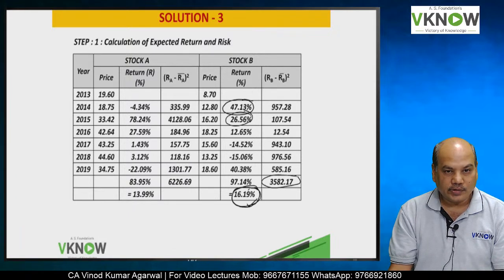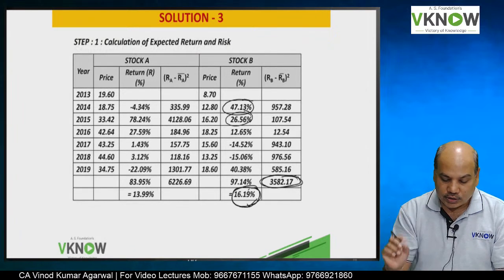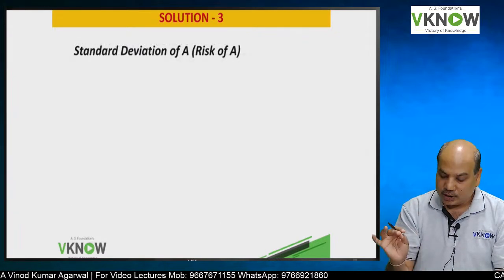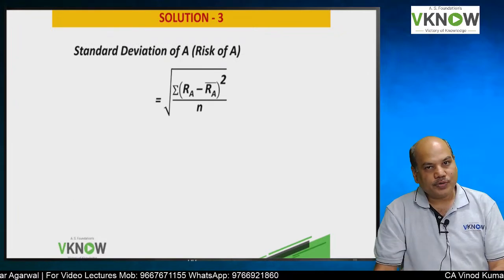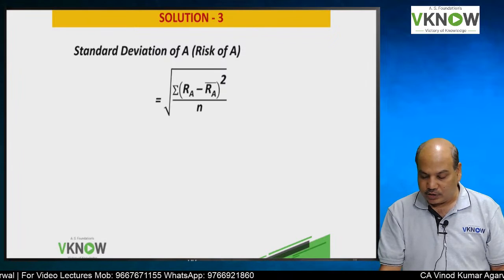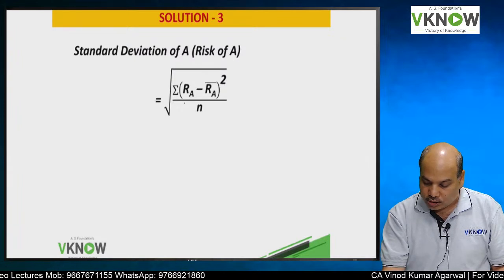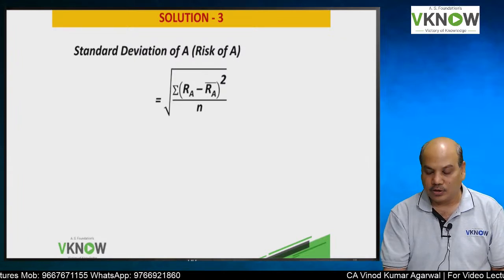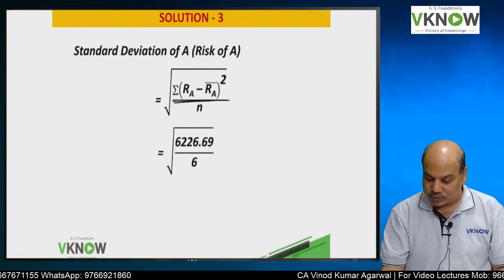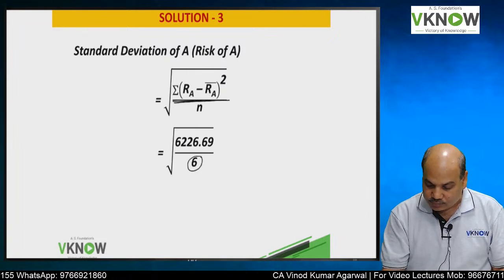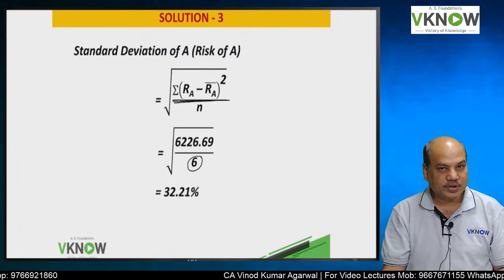This way you will write in the exam. Do not take square root of this. That is not the standard deviation. The formula for standard deviation when number of years or observations are given: the standard deviation of A, that is risk of A, is equal to under root summation RA minus RA bar square divide by N. So N means 6 observations. So the answer comes to 32.21%. Check.